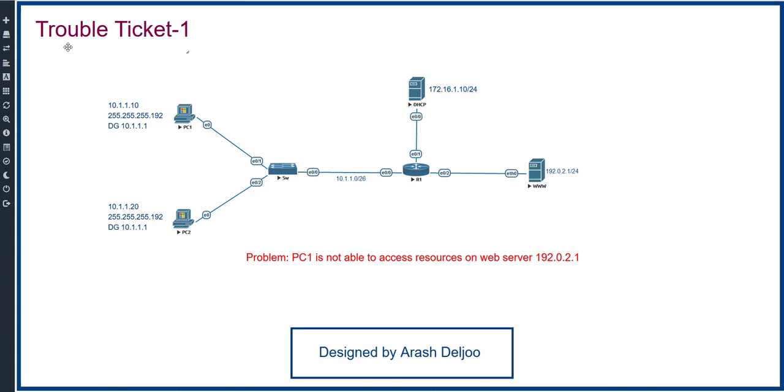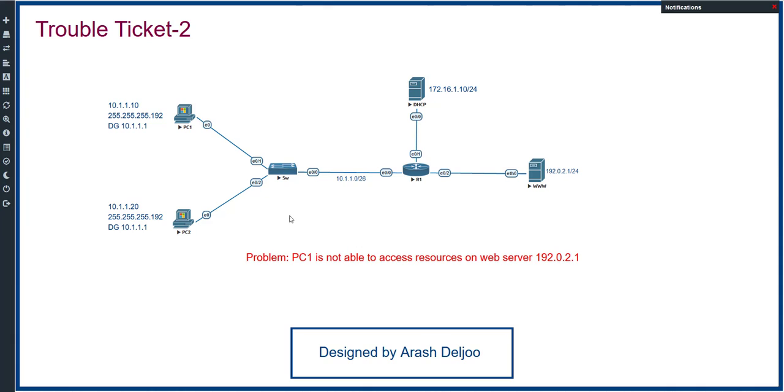Let me talk about trouble ticket 2 in this scenario again. This is trouble ticket 2 with the same topology and also the same problem. PC1 is not able to access resources on web server 192.0.2.1. What is the reason? We should again think about everything from scratch, because here we have another problem.